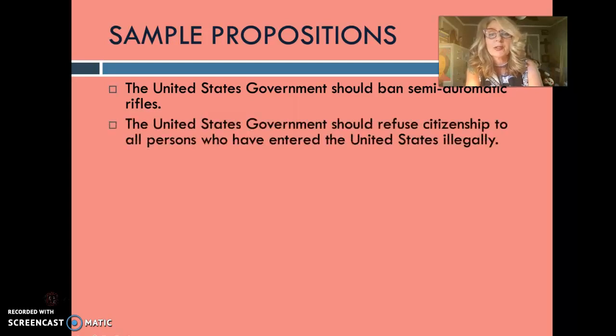U.S. government should refuse citizenship to all persons who have entered the United States illegally. Okay, who's the agent or agency? United States government. What do you want them to do? You want them not to give citizenship to people who have entered the United States illegally, right? By the way, any of these things that I'm giving you as sample propositions do not mean this is what I think or what I believe in. I'm just giving you examples.